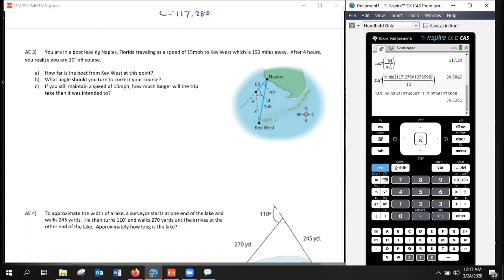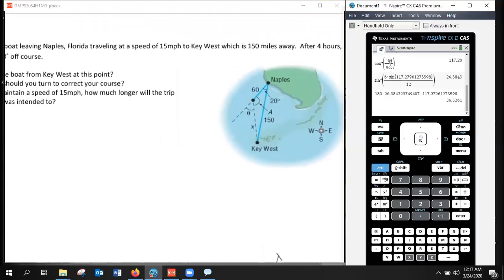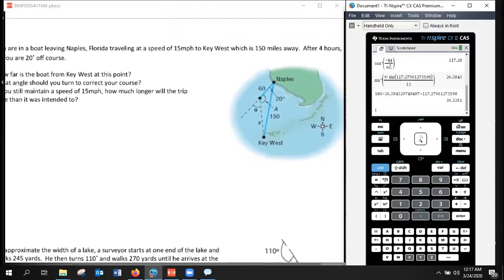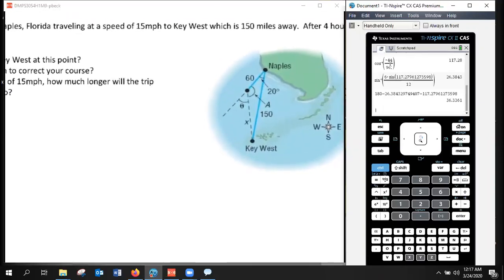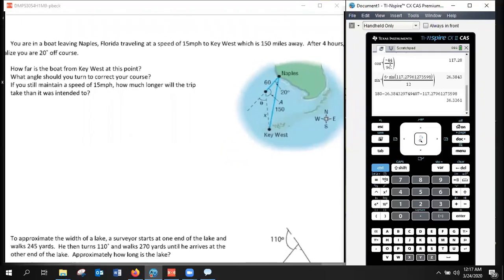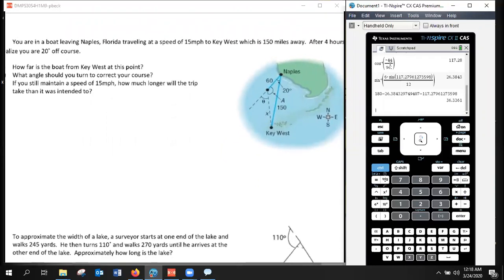So in our first scenario, problem number three, you're in a boat leaving Naples, Florida, traveling at a speed of 15 miles per hour to Key West, which we know is 150 miles away. After 4 hours, we realize that we are 20 degrees off course, probably because we didn't take the tide into consideration. It's very helpful that we have this nice drawing so that we can get an idea of what's going on. The first question is, how far is the boat from Key West at this point?